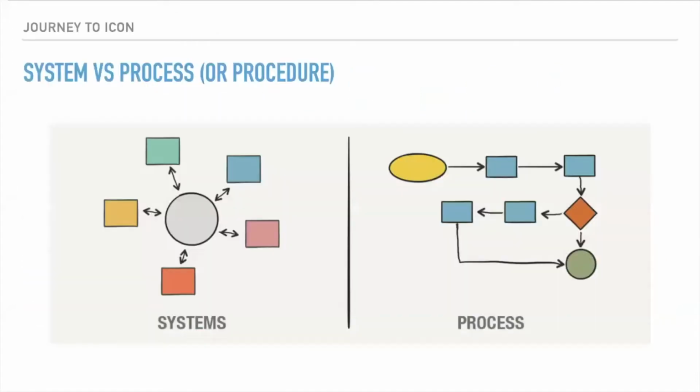We need both systems and processes or procedures in order to run a successful real estate business. So what's the difference? A business system is a group of interrelated elements organized to meet a particular set of business objectives, as shown on the left. A business process or procedure is a series of ordered activities that convert inputs to higher value outputs. So think of a flow chart.